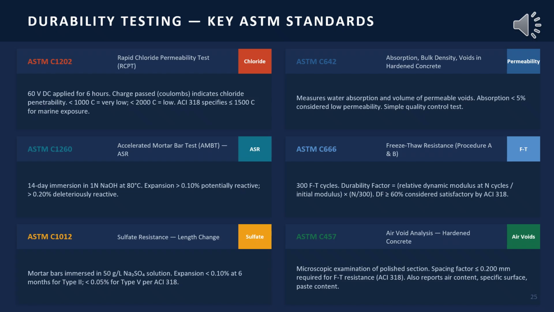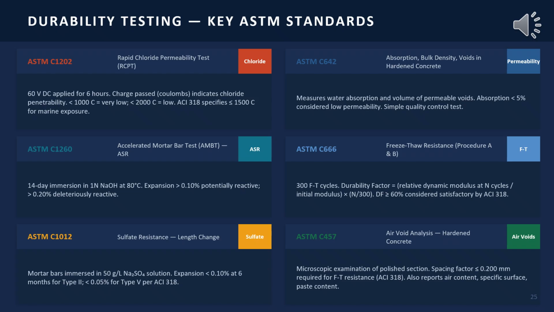ASTM C642 absorption and voids is a simple low-cost test. The specimen is dried, weighed, then saturated with water. The total absorbed water gives you the volume of permeable voids. Below 5% is considered low permeability, very useful for ongoing quality control. ASTM C1260 and C1293 for alkali-silica reaction, we have already covered these in detail, so I am skipping these here.